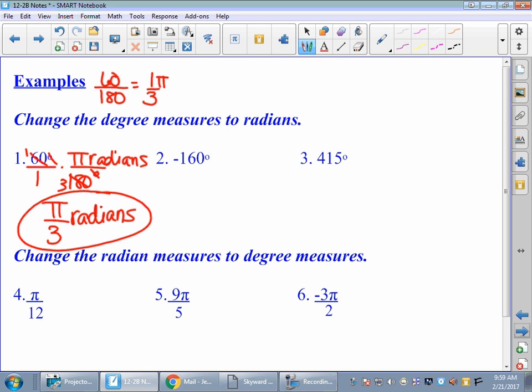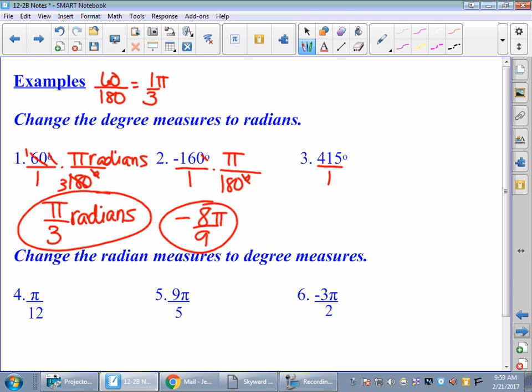The negative 160 degrees, put it over 1, and we're going to multiply it by pi over 180 again. Remember, we want the degrees to cancel. When you put that in as a fraction, it's still going to be negative. It doesn't matter, negative degrees gives negative radians. Then 160 over 180 simplifies to 8/9. So we have negative 8/9 pi. The pi just goes on top with the 8.